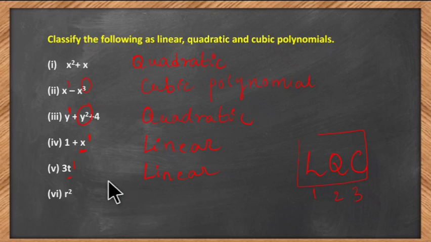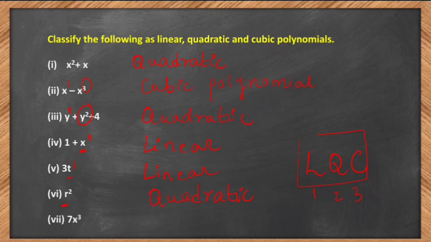Next, r square. So what is the variable here? r, power is 2, then that is quadratic. So this is the classification of polynomials on the basis of degree: linear, quadratic, cubic.